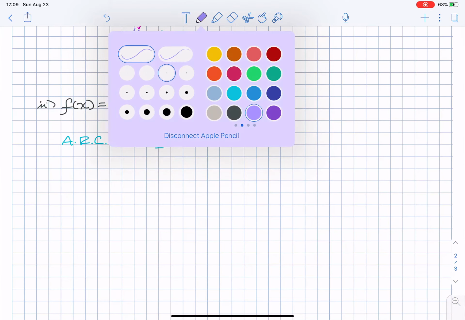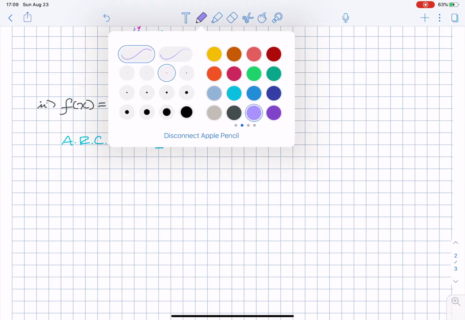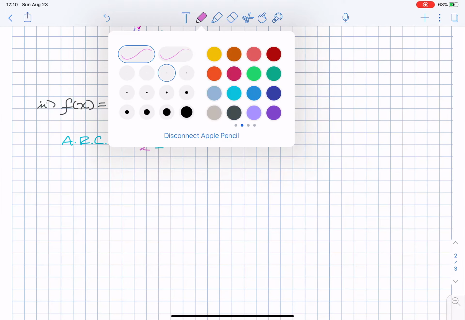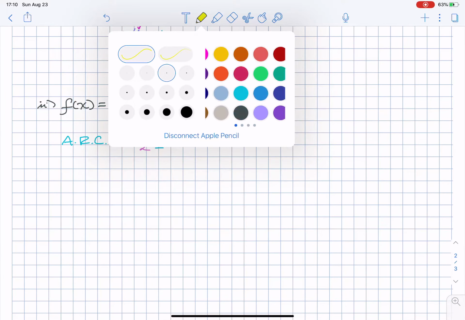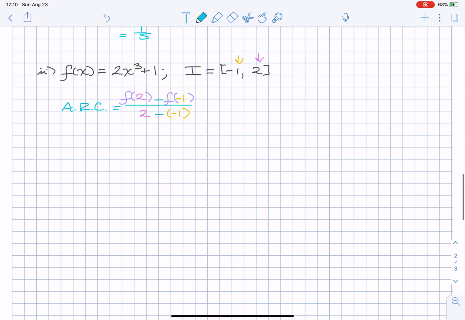So in our case, the second coordinate on the interval is 2. So let me actually do that one first. So this is my b, so f of 2. And my first coordinate is, what color should I use? Yellow. Minus f of a, -1, that's my a, all divided by 2 minus a -1. Okay, so what do we get here?